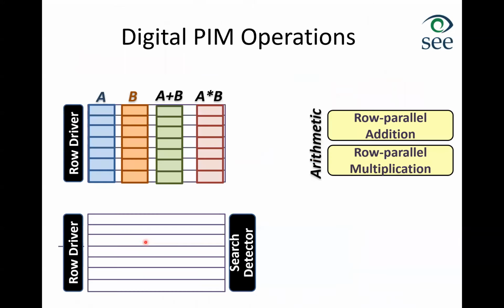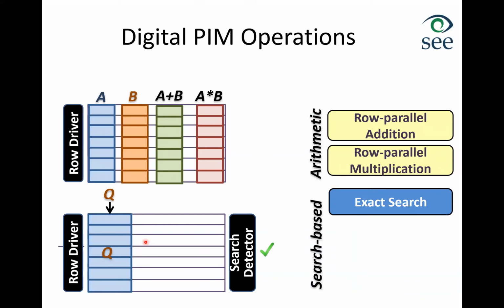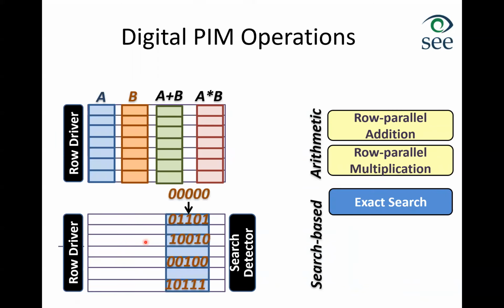But arithmetic operations are not the only operations we need for clustering. We have shown in a paper a new circuit that, with minor modification in the memory block, can support exact search, and more importantly, can support Hamming computing.